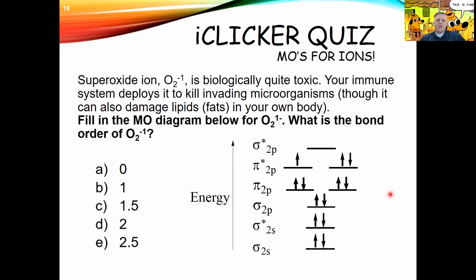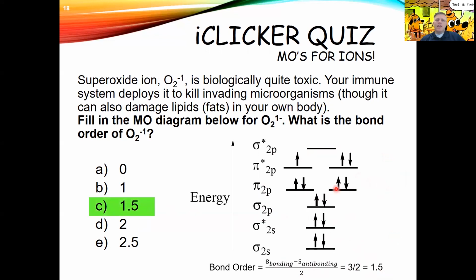And now if we count our bonding electrons and subtract our anti-bonding electrons, I see 1, 2, 3, 4, 5, 6, 7, 8 electrons in bonding orbitals, and 1, 2, 3, 4, 5 electrons in anti-bonding orbitals. So that's 8 minus 5, divided by 2. We actually get a bond order of 1.5. So that is our answer.